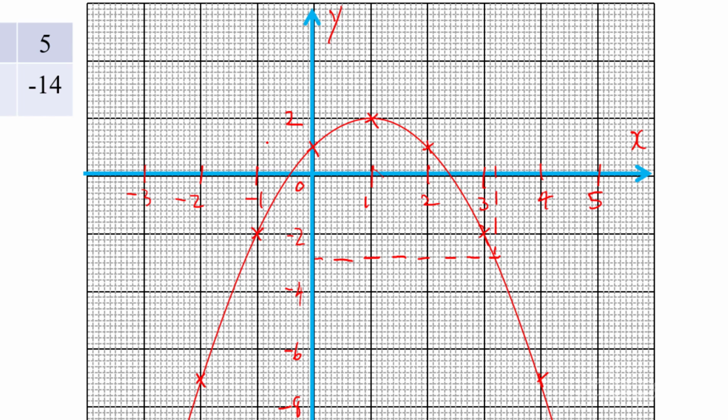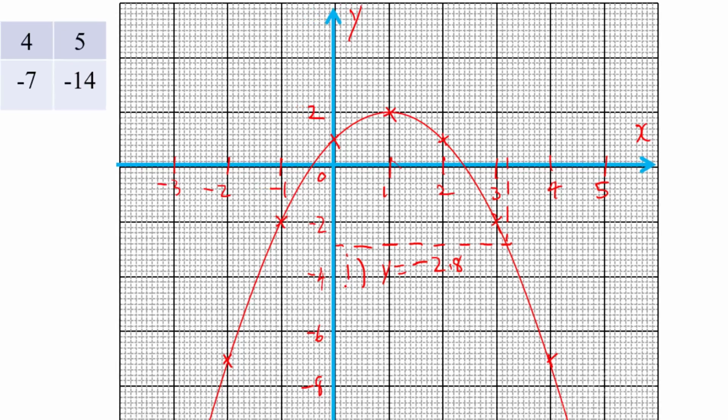So over here, the question will tell you to answer the whole question on a piece of graph paper. So just label them, do yourself a favor, and write y is equals to negative 2.8, because over here is negative 2.8.